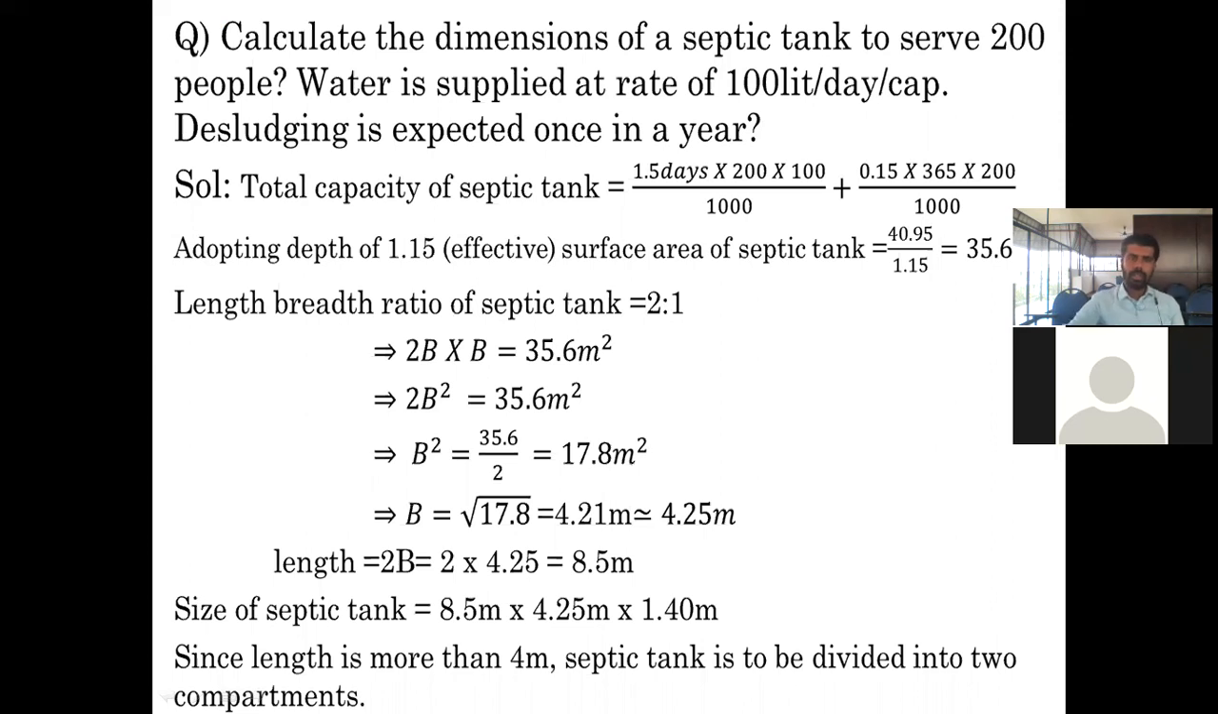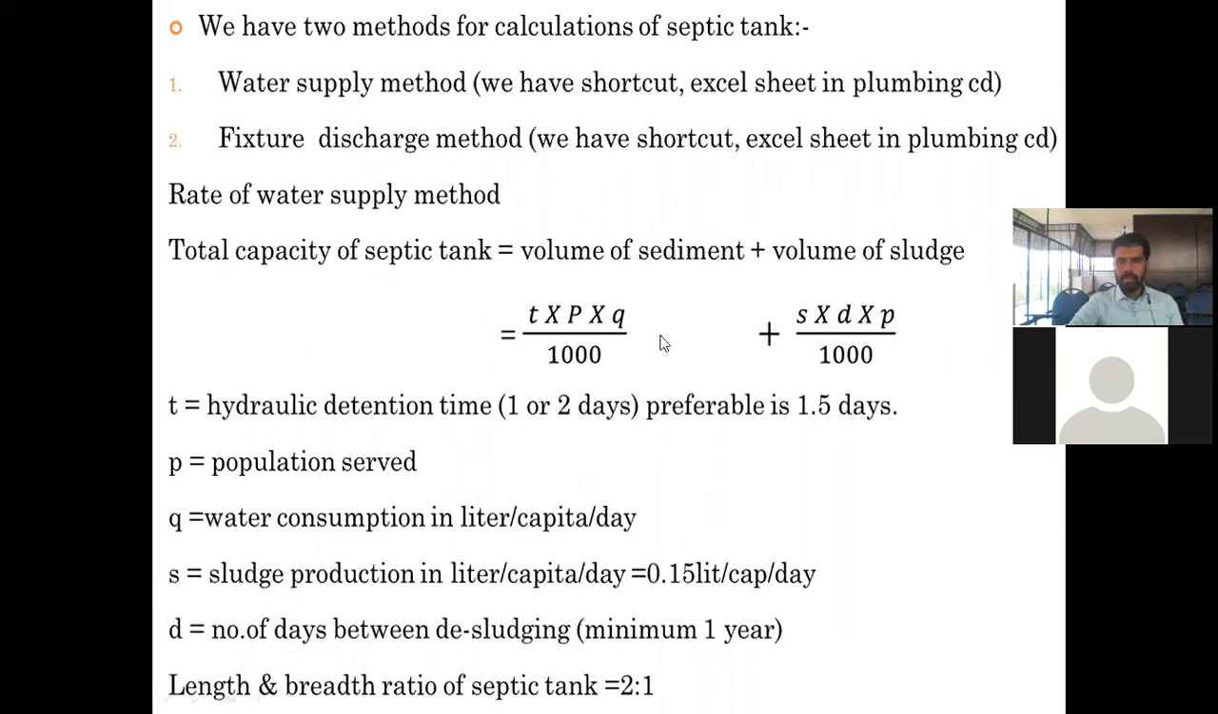Very simple. This is the formula: T into P into Q divided by 1000 plus S into D into P divided by 1000. T is 1.5. P is how much? 200. Q is how much?